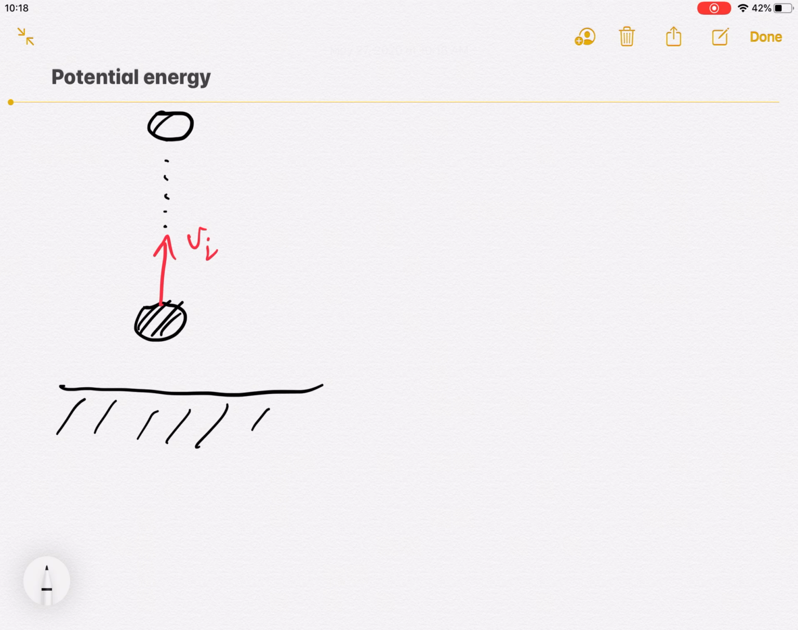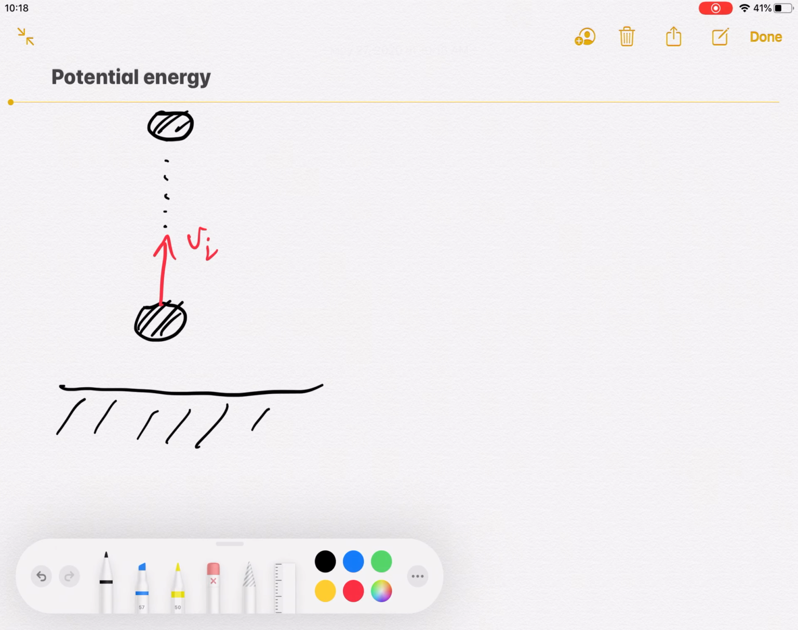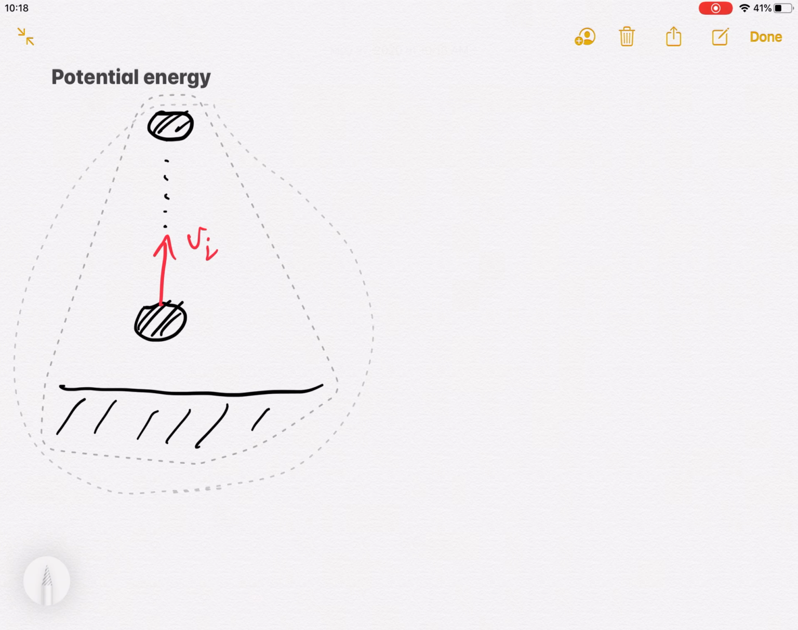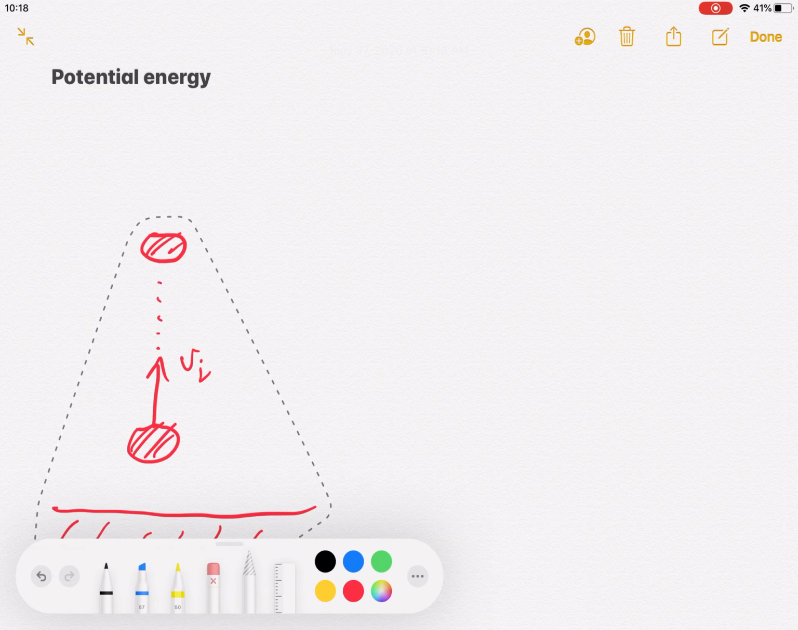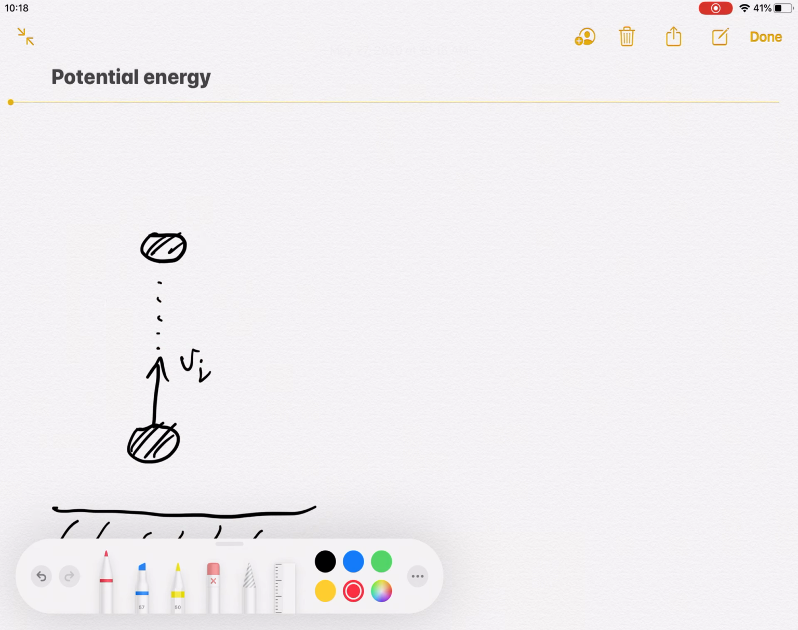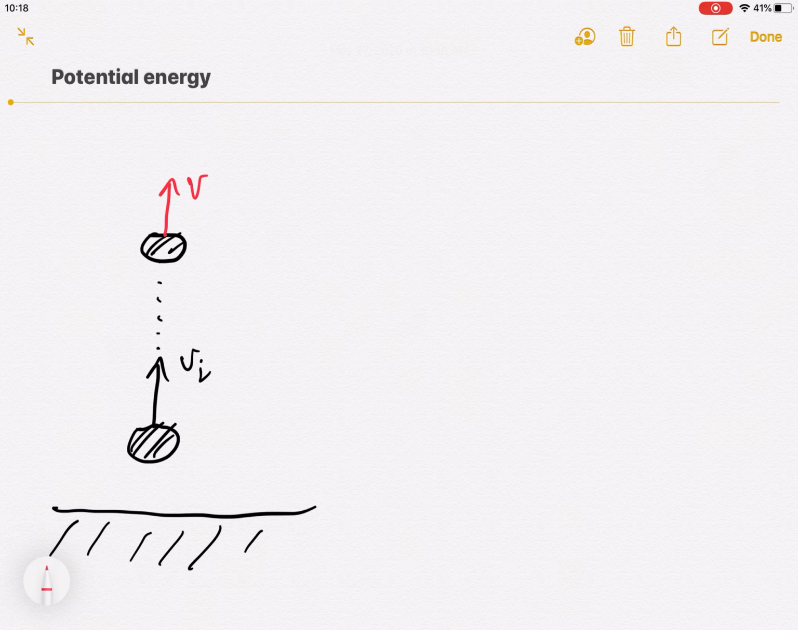and has some v final. Let's move that whole thing down just a little bit. All right, there's my v final. Let's make v initial a little longer. There.